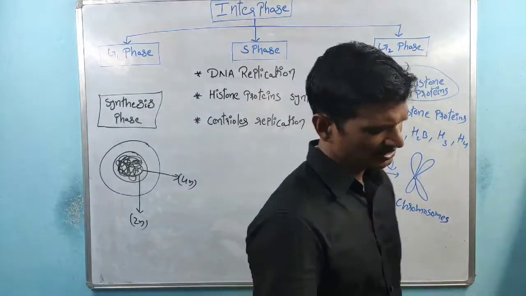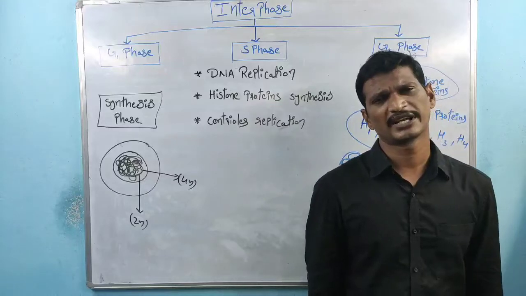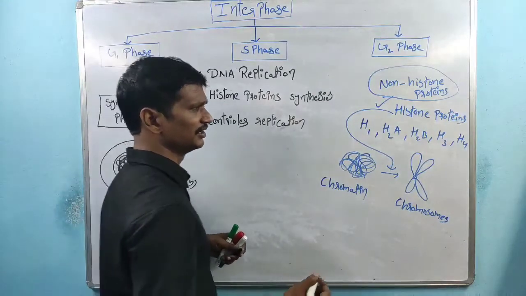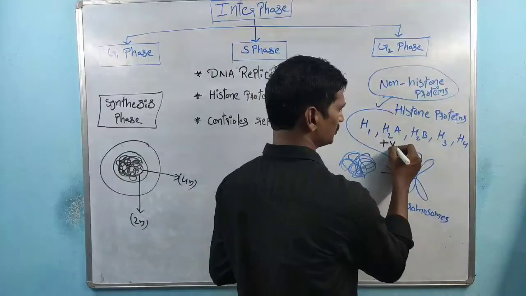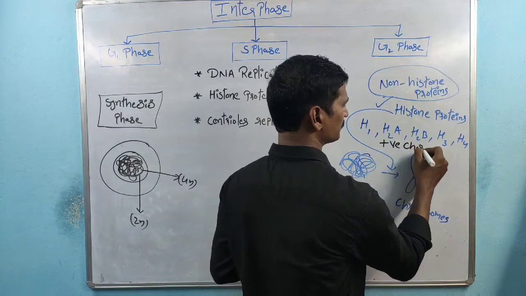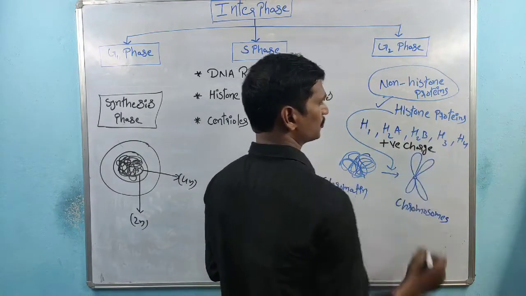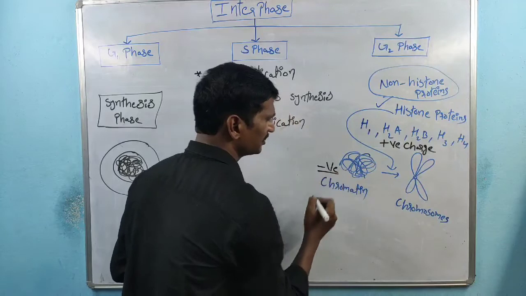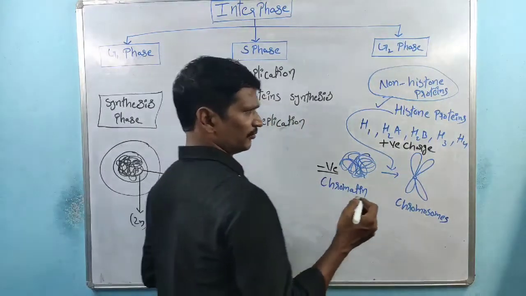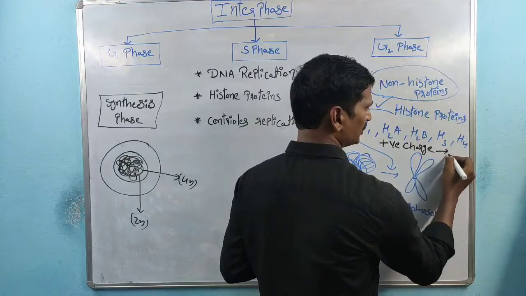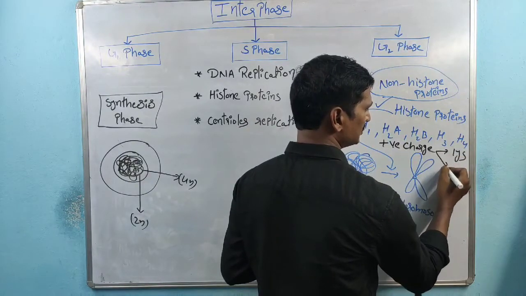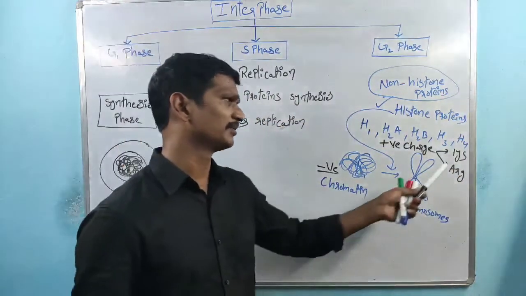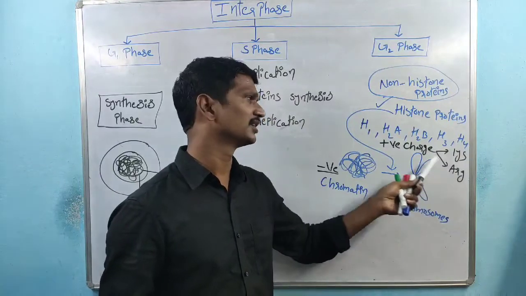We already discussed how the histone proteins have the capacity to interact with the DNA. Histone proteins have a positive charge, and DNA has a negative charge. Why do histone proteins have a positive charge? Within the histone proteins, lysine and arginine amino acids are present.